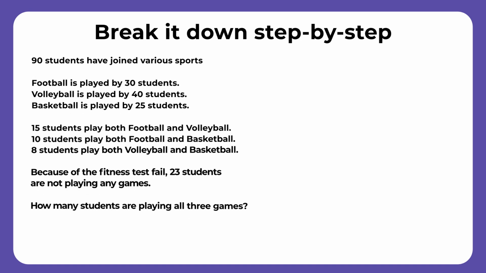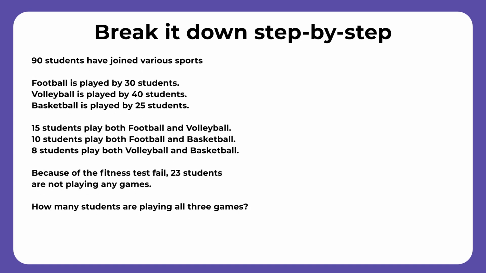Let's take a look at the first line. 90 students have joined various sports. This tells us that we have total students equals 90. Let's see the next lines. Football is played by 30 students. Let's assign a variable f to students who play only football.